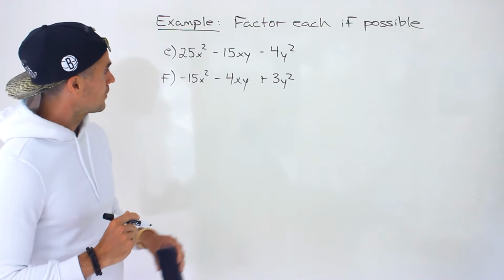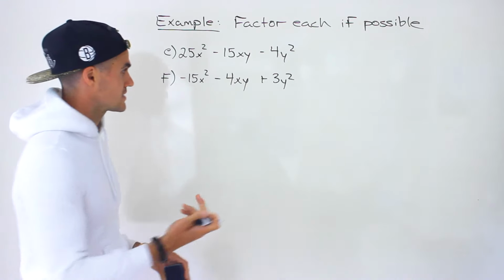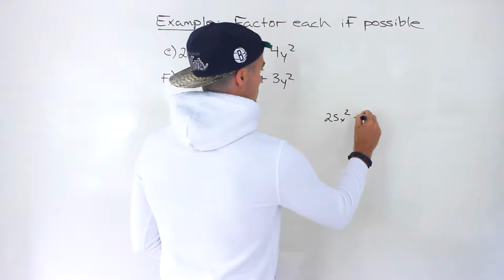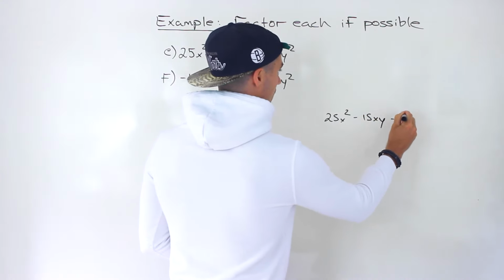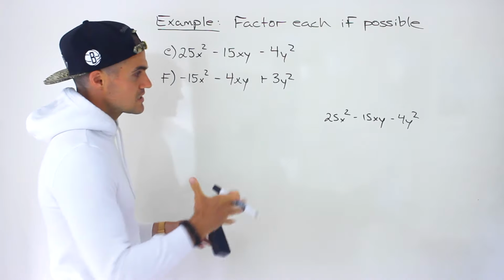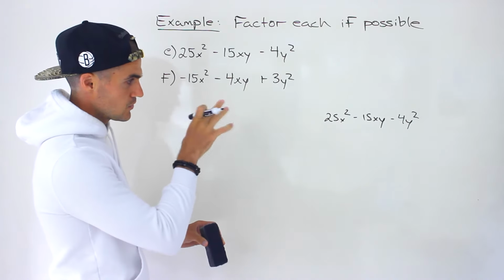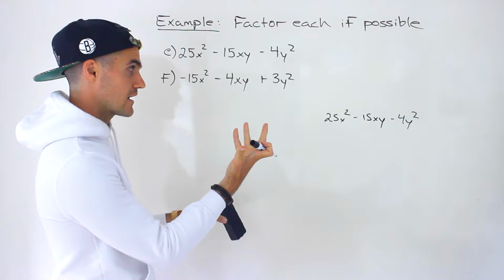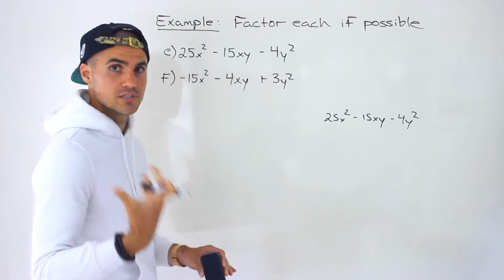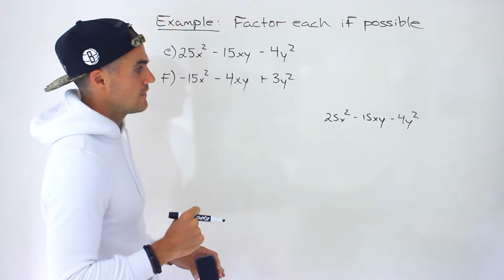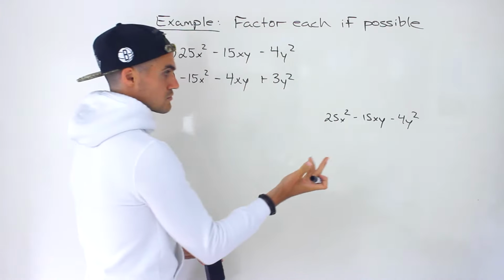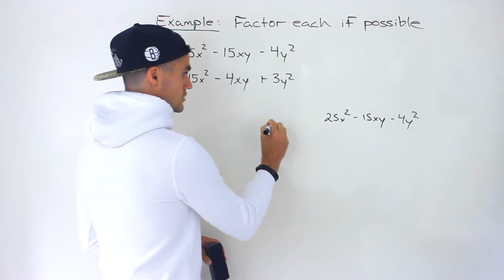Now moving on to part E, so we got 25x squared. So let's write this over here: 25x squared minus 15xy minus 4y squared. So exact same process. Can we take anything out initially? 25, 15, they have a common factor of 5, but unfortunately we have that 4 at the end, which doesn't have a factor of 5. And then the variables, there's no variable that's constant throughout these. So we can't take anything out initially.